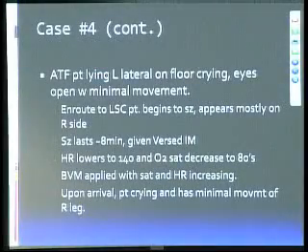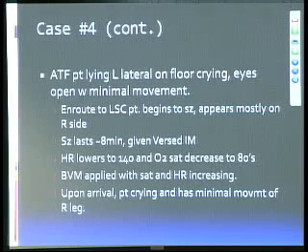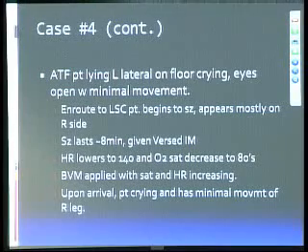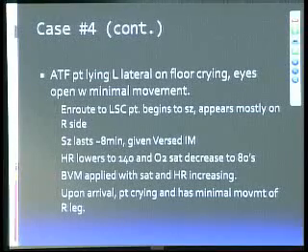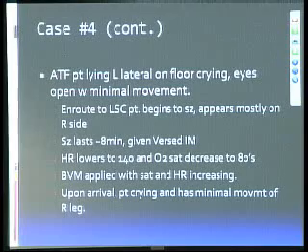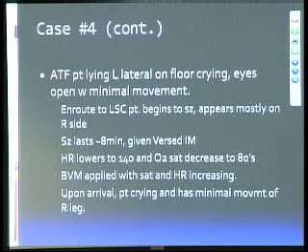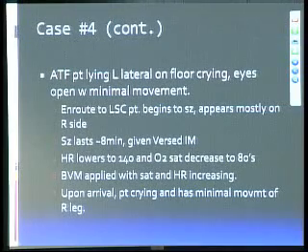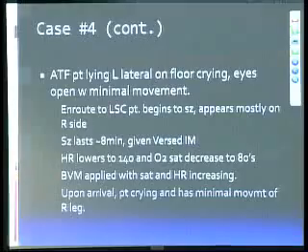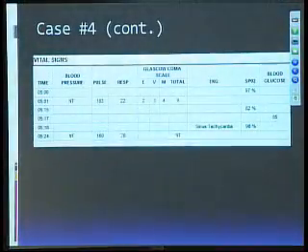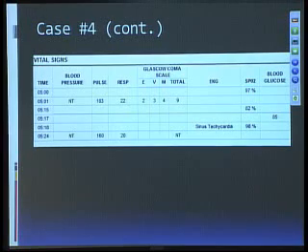Child was lying in the left lateral position on the floor, crying with minimal movement. En route in the ambulance, began to seize again, mostly on the right side. Lasted about 8 minutes, given some IN Versed and some supportive care for respirations. So here's a little review of their estimation of the mental status, with a Glasgow of 9 mentioned there.